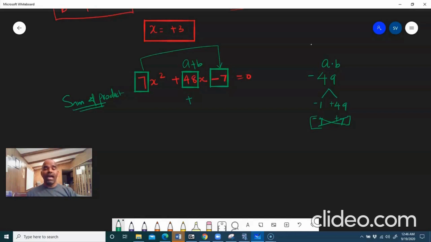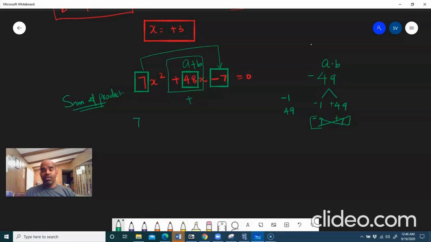Okay guys, so we have two numbers: one is negative 1, another one is positive 49. Okay, go ahead. What we are going to do here is we will split this middle term. That is the process behind this. Once you finalize the numbers with their signs, you need to split the middle term.